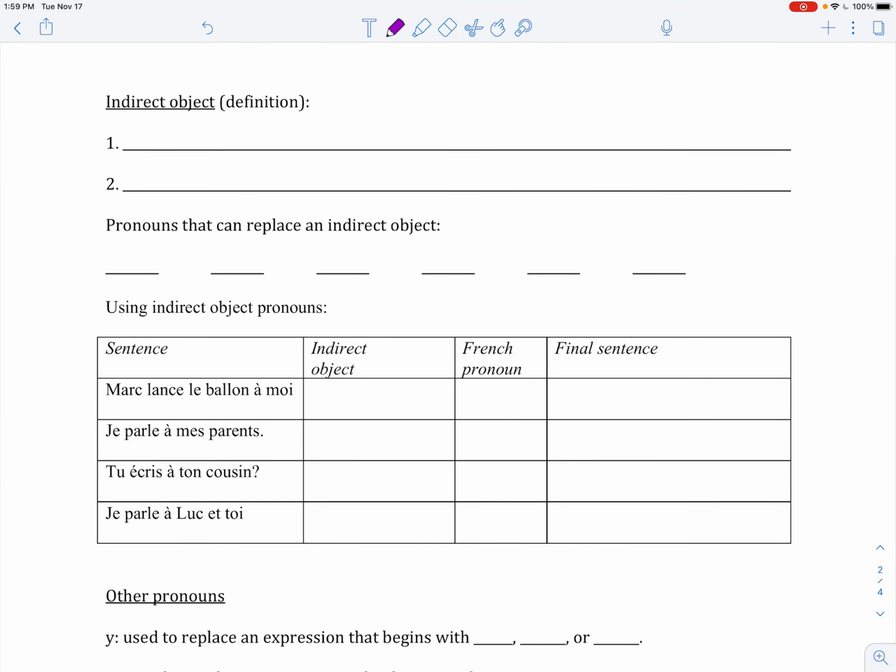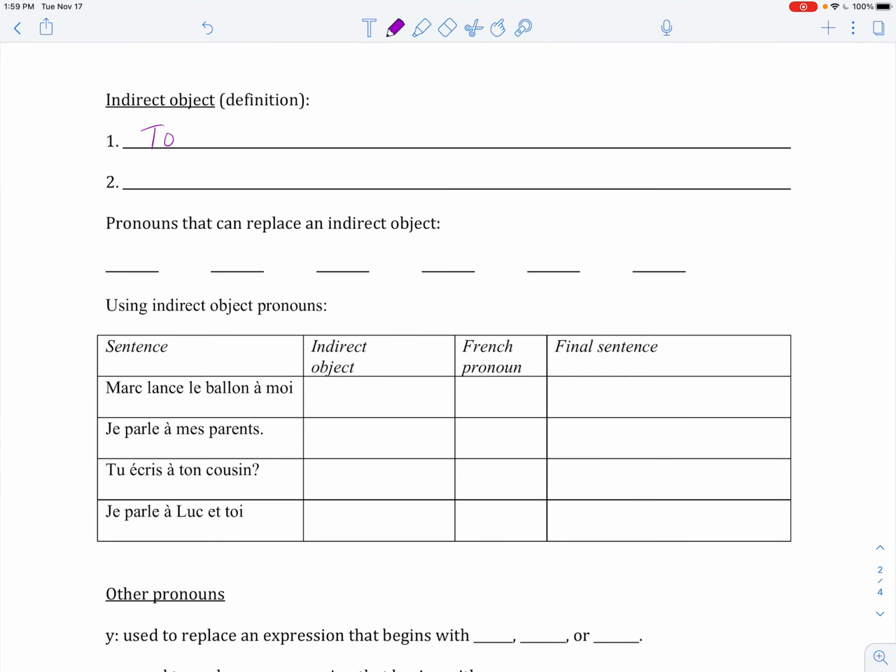On to the indirect objects. An indirect object is to or for whom an action is completed.